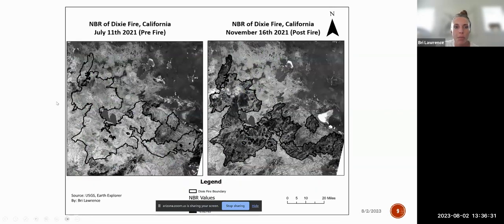Next, the NBR. Again, you can see my low and high values. For the pre-fire, there are high values, an indication of healthier vegetation. And the post-fire has a lot more low values, because the fire itself killed all the vegetation.